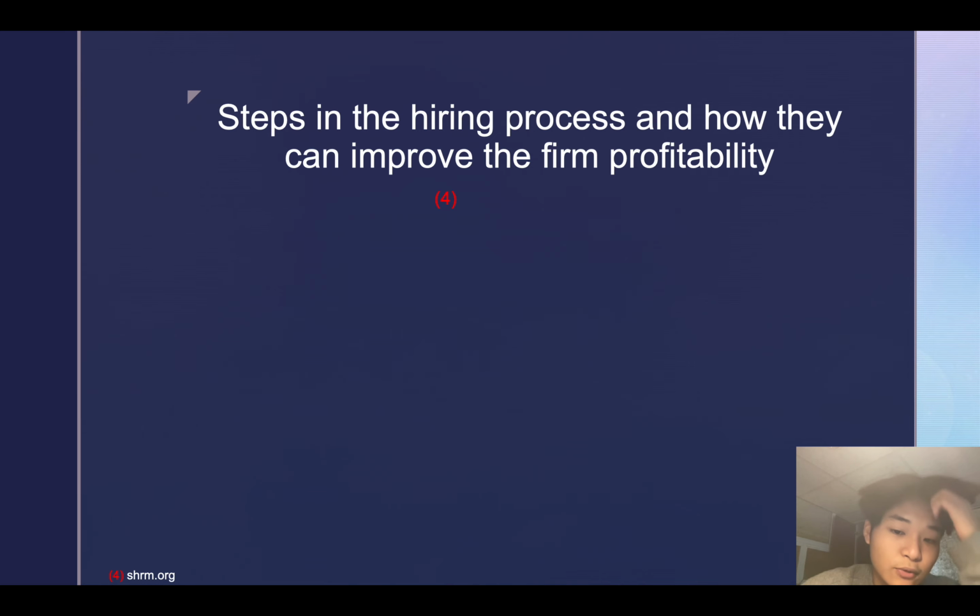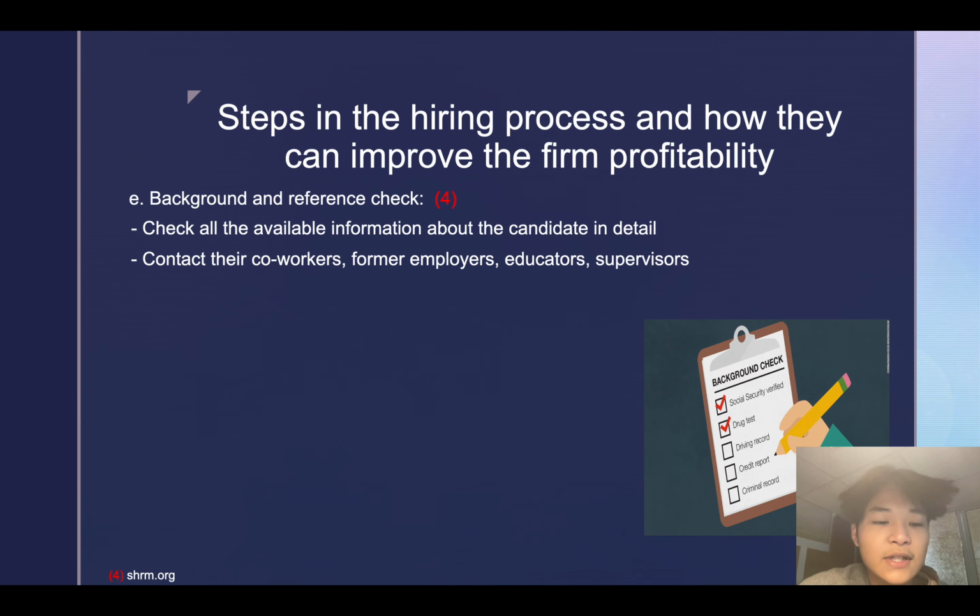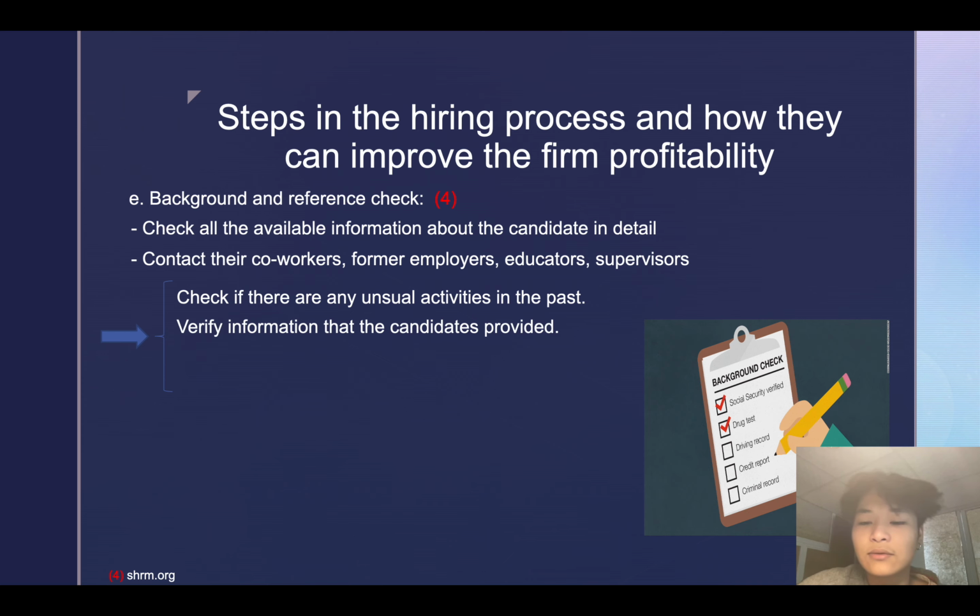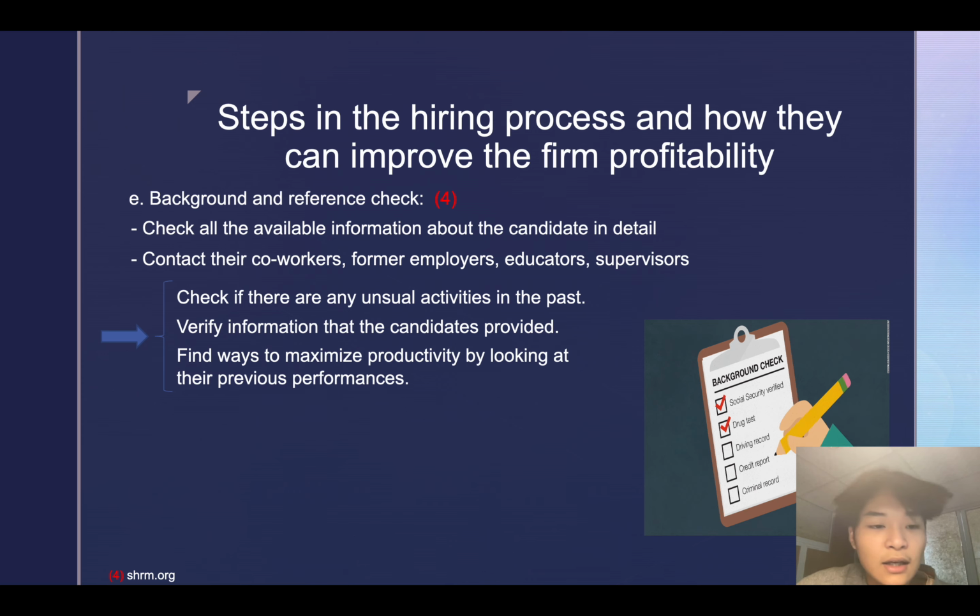So the next step in the hiring process is background and reference check. In this step, the recruiter will check all the available information about the candidate in detail. To do this, they will have to contact their co-workers, former employees, educators, or supervisors to check to see if the candidate has any unusual activities in the past, for example, sexual harassment or workplace violence. And they will also do this to verify information that the candidates provided at the beginning, and they will also find ways to maximize productivity by looking at their previous performances.